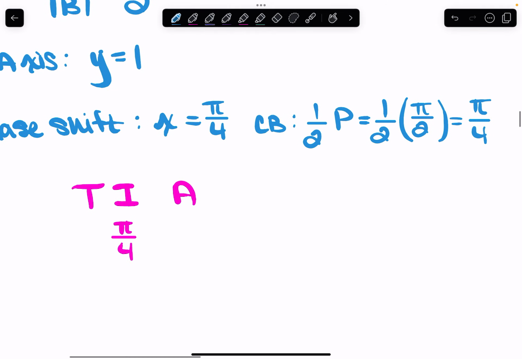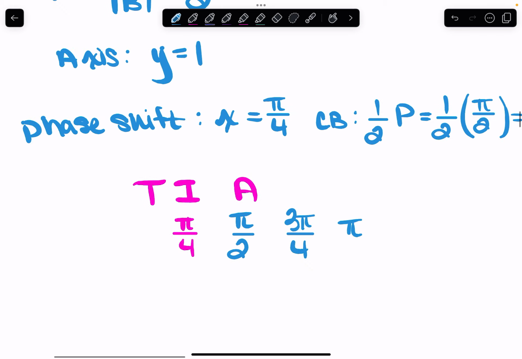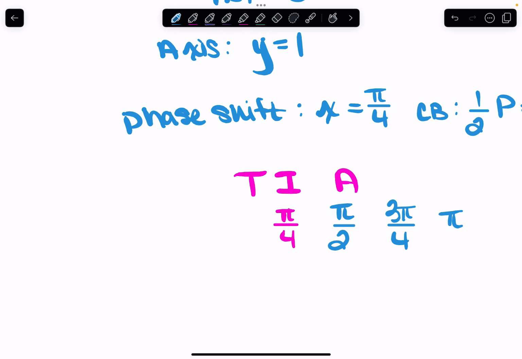So I'm going to add pi fourth. So that's going to be 2 pi fourths, 3 pi fourths, 4 pi fourths, and so on, however many you want to put. Then I like to go left, so minus pi fourth, 0, minus another pi fourth, negative pi fourth. I'll always draw one negative critical value.